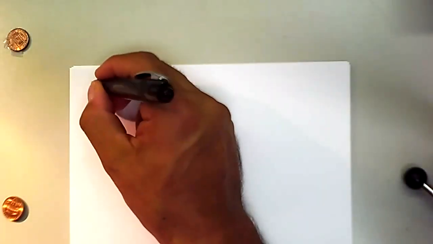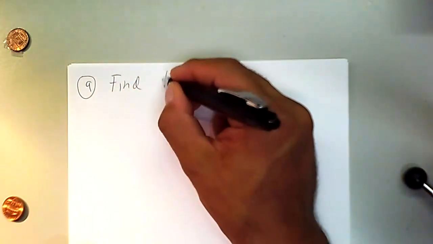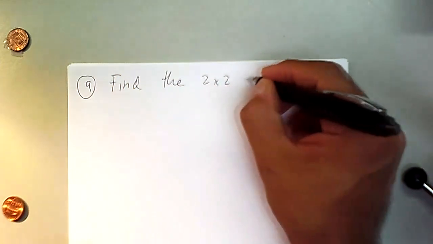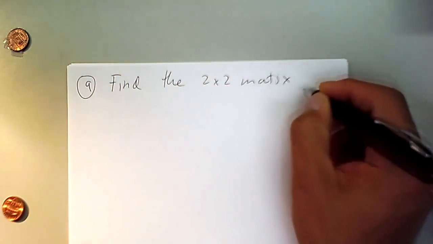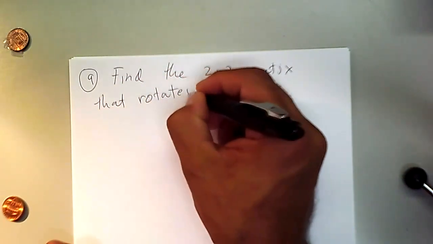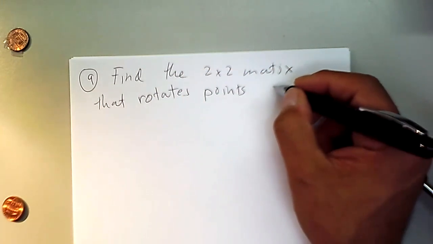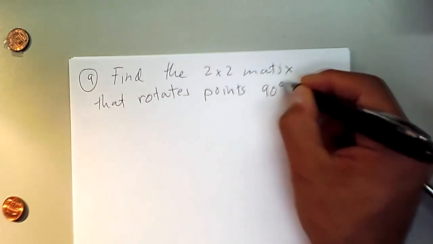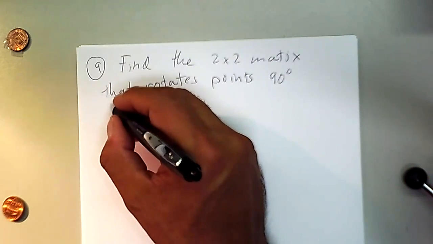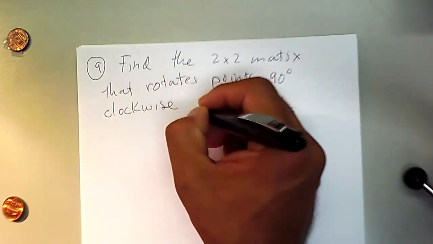Let's do one more of those examples. Example 9. Find the 2 by 2 matrix that rotates points 90 degrees clockwise.